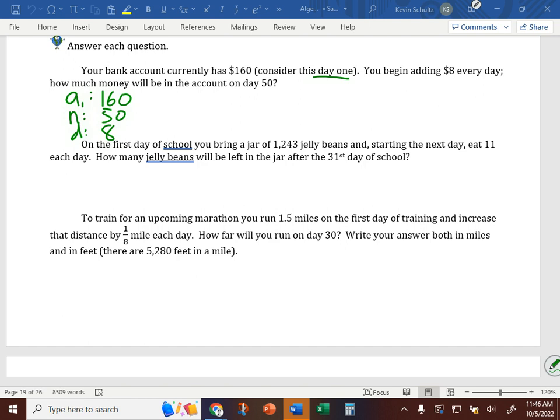On the first day of school, you bring a jar of 1,243 jelly beans, and starting the next day, eat 11 each day. So the day you bring it is day 1. How many jelly beans will be left in the jar after the 31st day of school? Then to train for an upcoming marathon, you run 1.5 miles on the first day of training and increase that distance by 1/8 of a mile each day. How far will you run on day 30? Write your answer both in miles and in feet. And to help with your conversion, just keep in mind that there are 5,280 feet in a mile, if you didn't already know that. Okay?